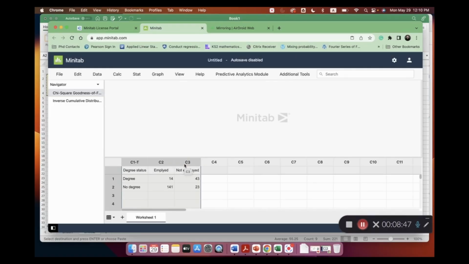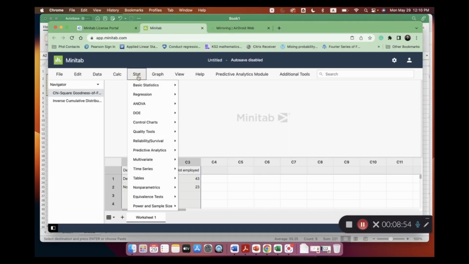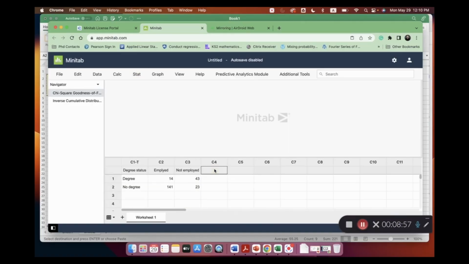After that, we're going to go to Stat, then Table. By the way, how many columns and how many rows do we have, to get the degree of freedom now? We have 2 by 2, 2 columns, 2 rows. So it's 2 minus 1 is 1, 2 minus 1 is 1, multiply 1 by 1 is 1. So the degree of freedom is just 1.